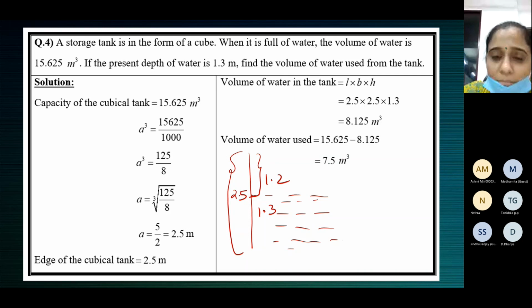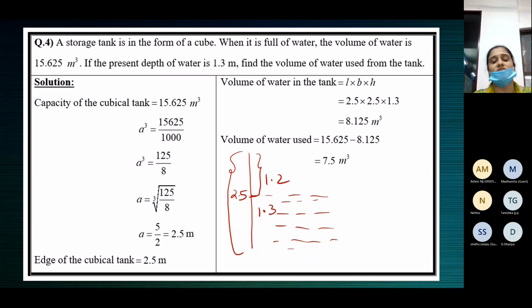If the tank is completely filled with water, it is cubical. Now the water has been used from the tank, and now the height of the water in the tank is only 1.3 meters. The tank is still cubical, but the water in the tank is cuboidal.